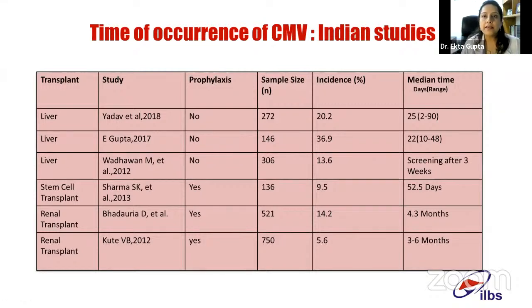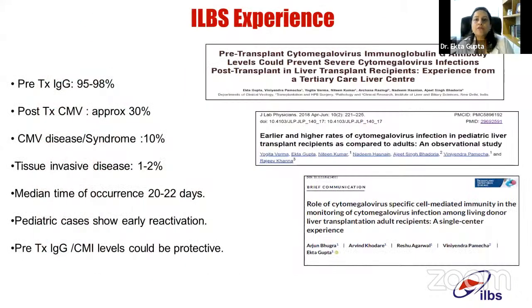In renal transplant, they give an induction therapy and a prophylactic therapy to most recipients, and that's why there is a delay in occurrence. In our experience, we have published a few papers and collected a lot of data. I can tell you that the exposure to CMV in our population is 95 to 98%, very high. And the occurrence of CMV infection is approximately 30%, so 30% will have DNA. The disease or syndrome is seen only in 10%, and tissue invasive disease is still rarer, 1 to 2%, with good surveillance.